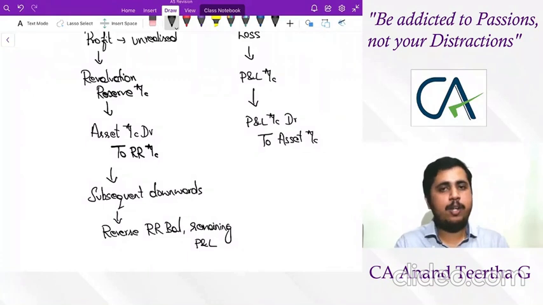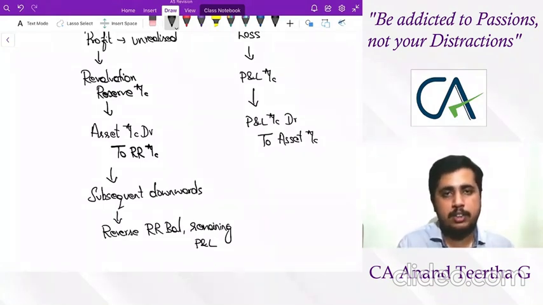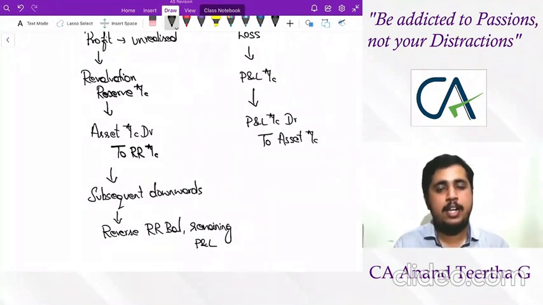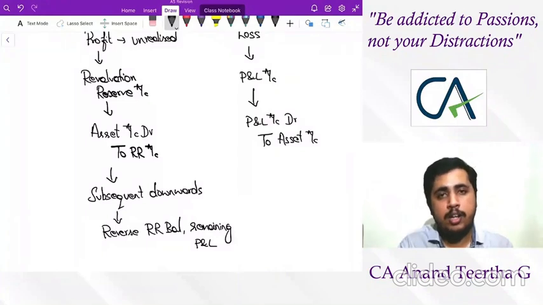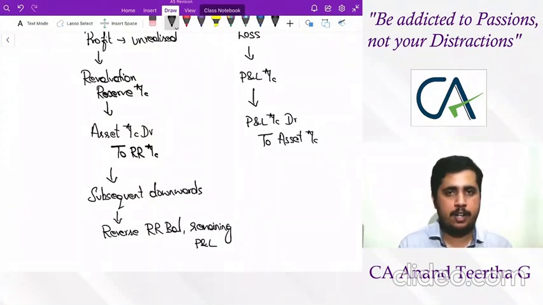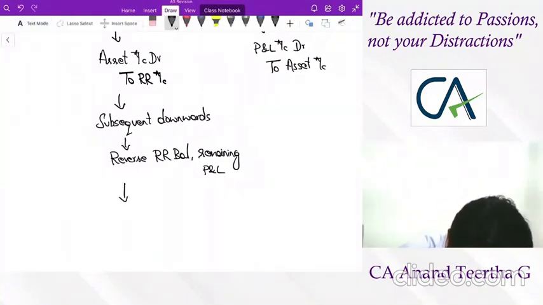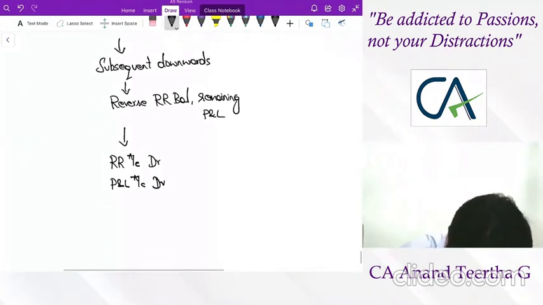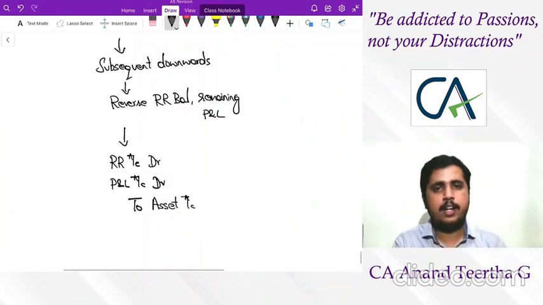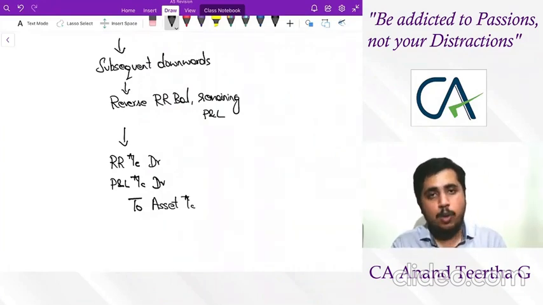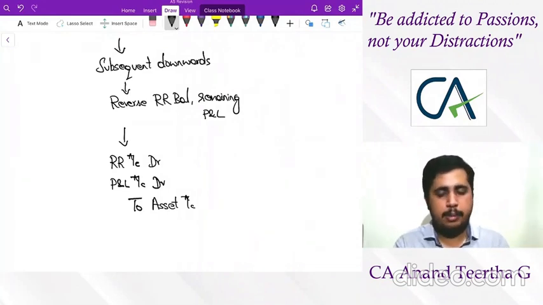Subsequent downwards means subsequent losses. How do you recognize subsequent losses? Do not transfer the entire loss to P&L. Instead, first write off the loss to the already created RR account balance, and if the loss still remains, transfer it to P&L. So what will be the journal entry then? It will be RR account debit to the extent of balance, P&L account debit for the extra losses, to asset account for recognizing the loss in the asset. So that's how subsequent downwards of your asset will be considered.